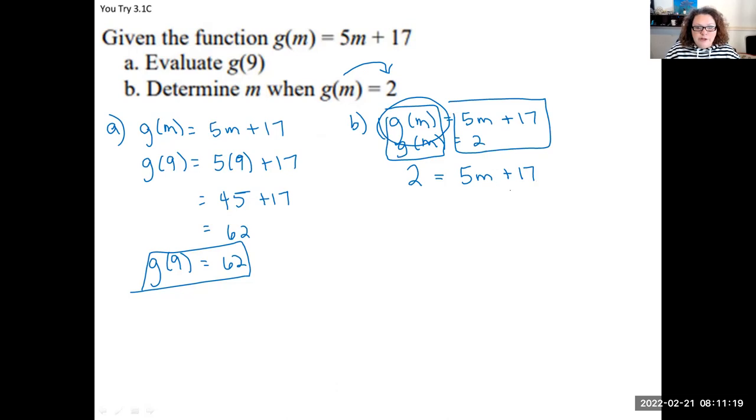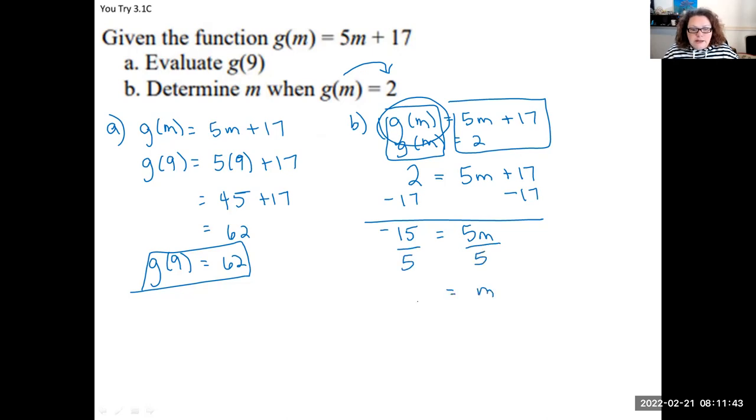We're going to get rid of the 17 first because it's furthest away from m. So negative 17 on both sides, and 17 is currently positive. And I get negative 15. 2 minus 17 is negative 15, is equal to 5m. 5 is attached to m by multiplication, so we have to do the opposite of that, which is division. What you do to one side, you do to the other, and m equals negative 3.